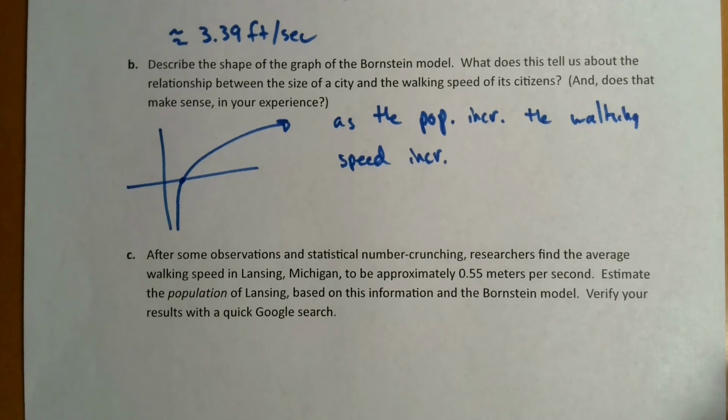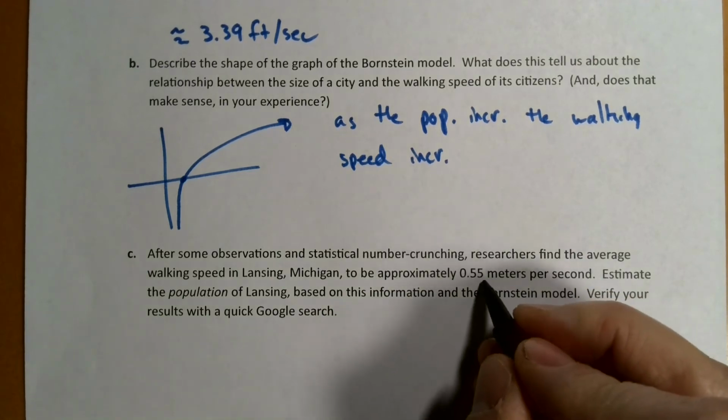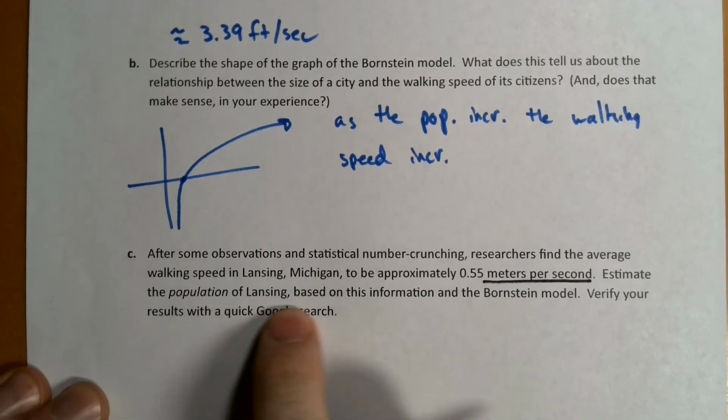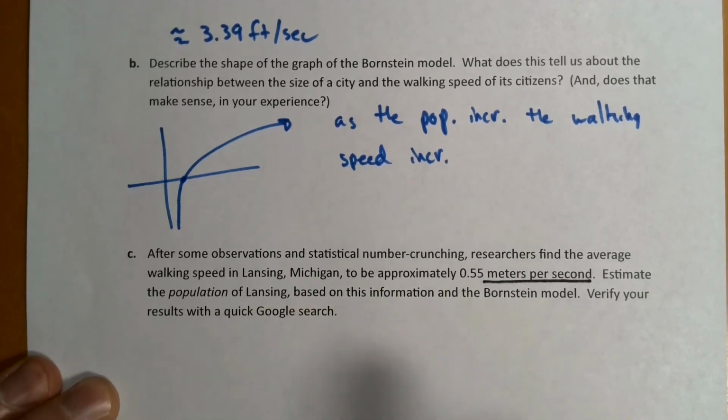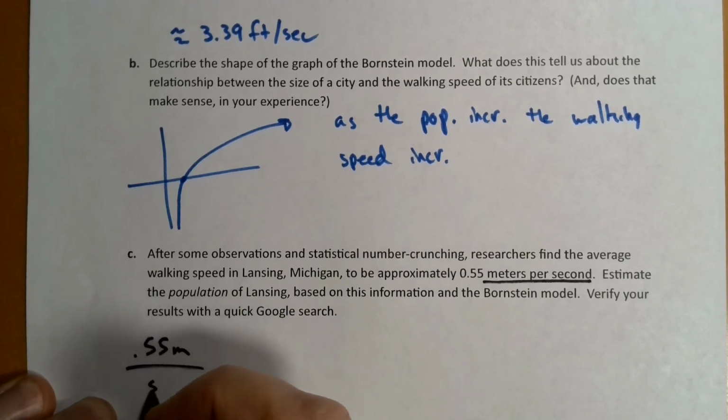Okay, so we do some observational and statistical number crunching. Researchers found the average walking speed in Lansing, Michigan to be approximately 0.55 meters per second. Oops, we immediately have a problem because our model is in feet per second. So let's estimate the population of Lansing based on the information, and then we'll verify it.